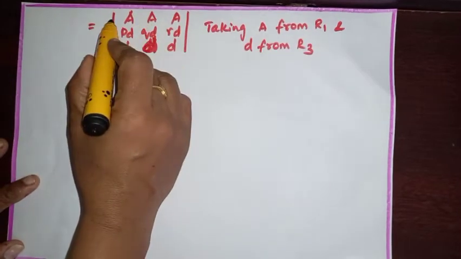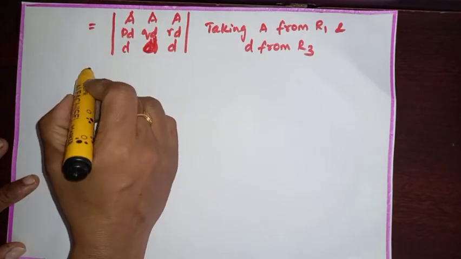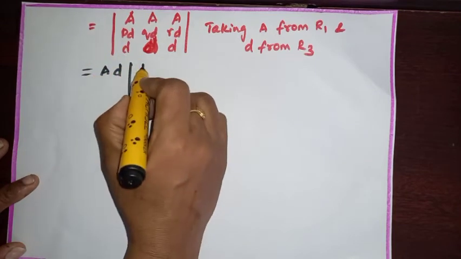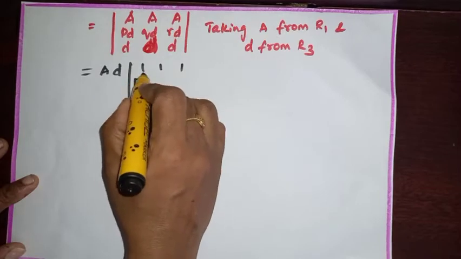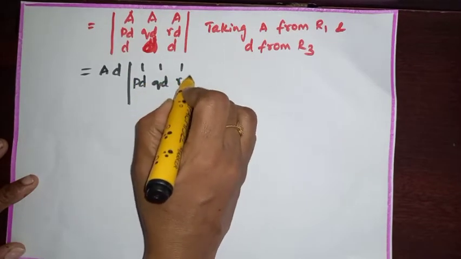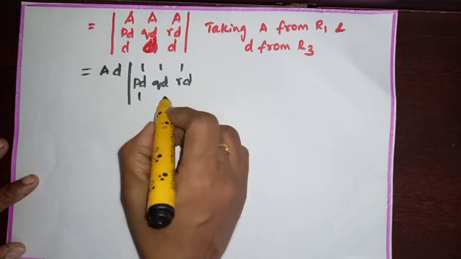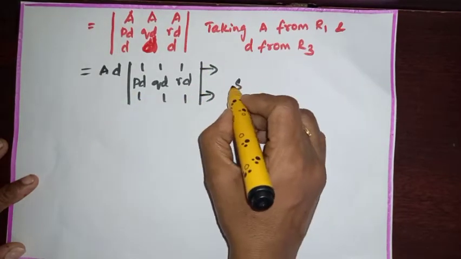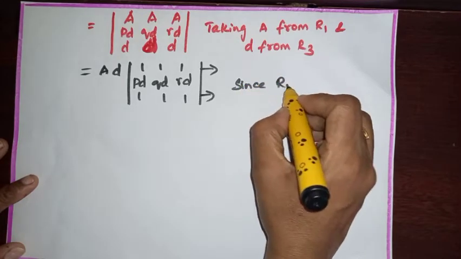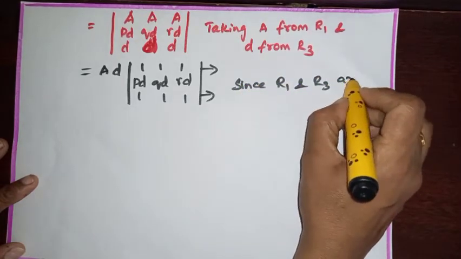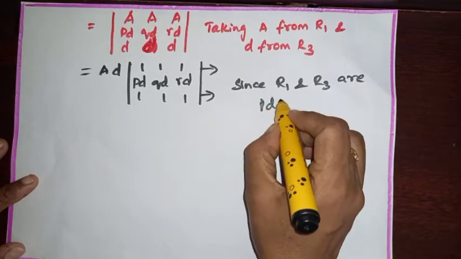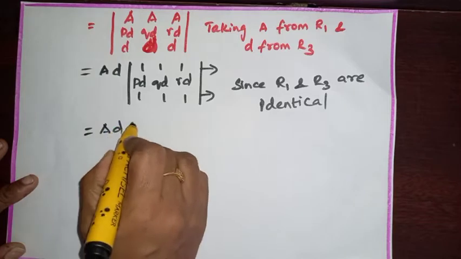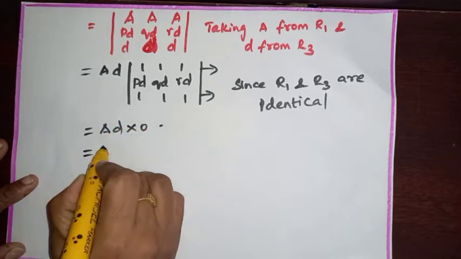Taking A from row 1 and D from row 3, then we have A, D. Row 1 will become 1, 1, 1. Row 2 you write as it is. Row 3 you take D, then we have 1, 1, 1. Now see, row 1 and row 3 are identical. Since R1 and R3 are identical, the value of the determinant will become 0. AD into 0, which is equal to 0.